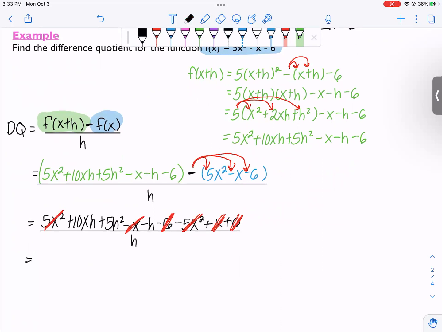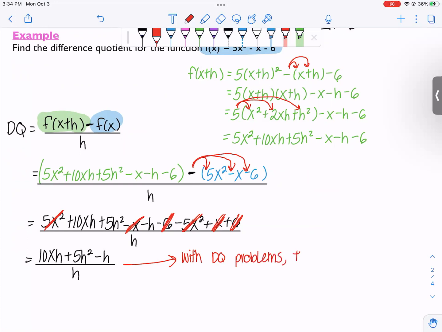So what you're left with here, did I get everything? Let's see. I think we're good there. You're left with 10xh plus 5h squared minus h all over h. With these difference quotient problems, this h in the denominator will always find a way to cancel, right? It'll always get canceled out. And if it doesn't, that means the math went wrong somewhere. But I'm going to make a note here. With difference quotient problems, the h in the denominator will always cancel.